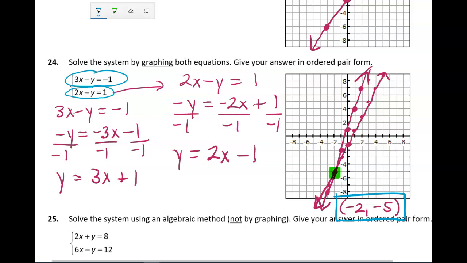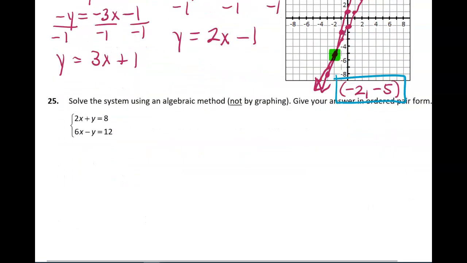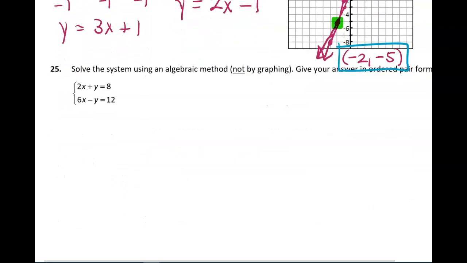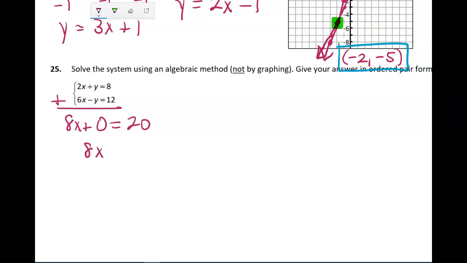All right, now let's do one more, solve using an algebraic method, not by graphing. Now this one, I think, is set up very nicely for that addition method. 2x plus 6x is 8x, y plus -y is 0, 8 plus 12 is 20. So 8x equals 20, and x equals 20 over 8. We always want to reduce that. That's going to be, what, 5 over 2? If we divide numerator and denominator by 4.